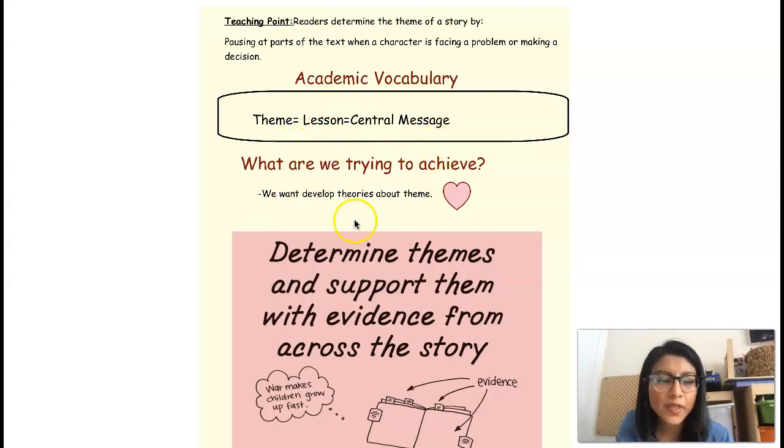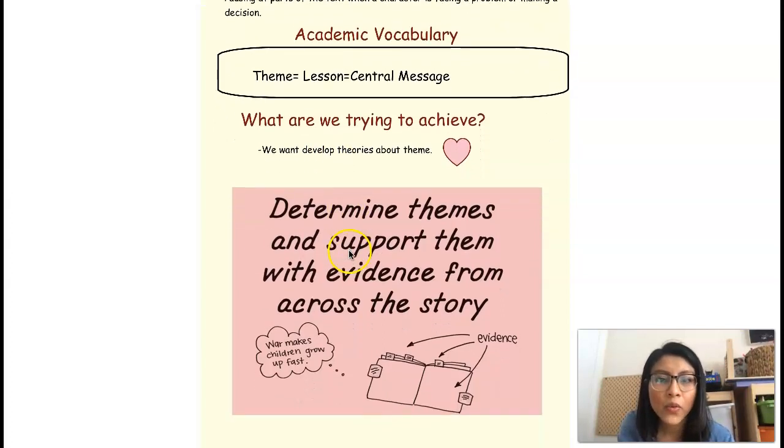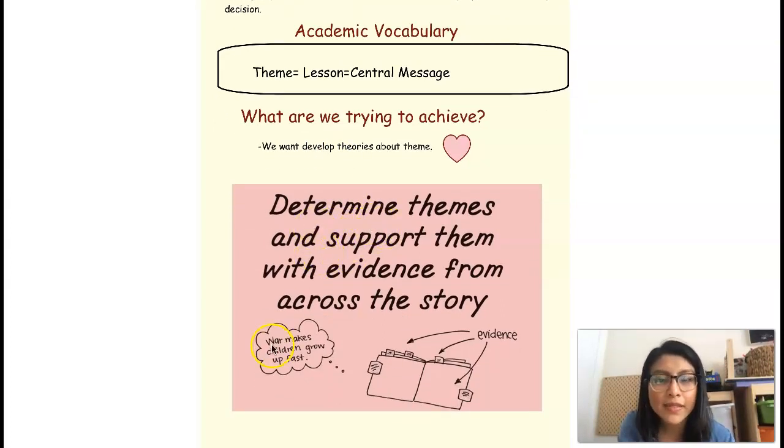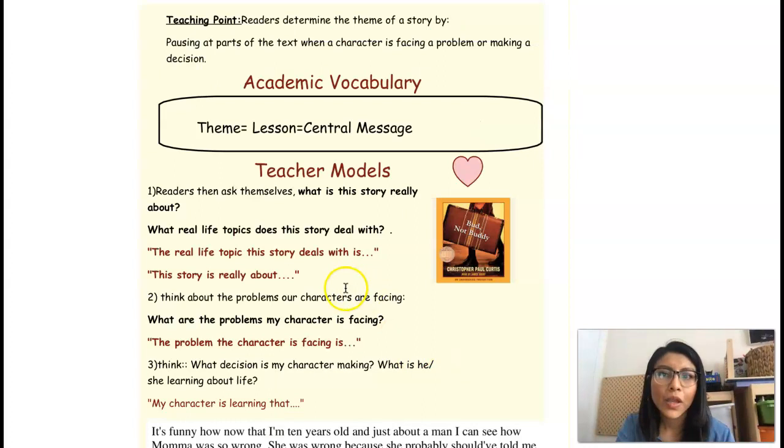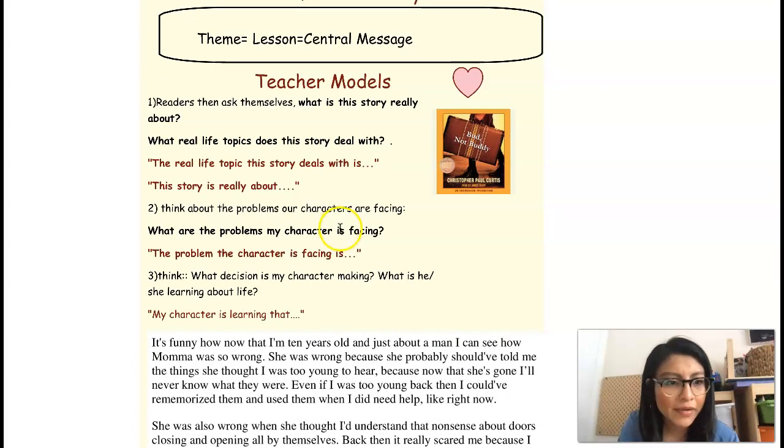So what are we trying to achieve today? Today we want to develop theories about the theme of a text. We are going to determine or find themes and support them with evidence from across the story. When we do this work, we want to first ask ourselves, what is this story really about? What real-life topic does this story deal with? We think about the problems our character is facing. What are the problems my character is facing? What decision is my character making? And what is he or she learning about life?